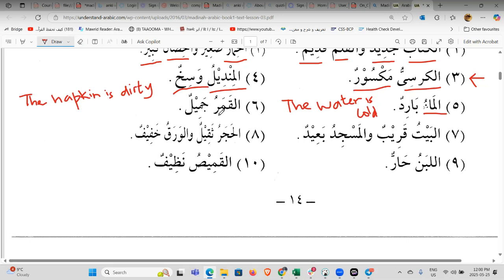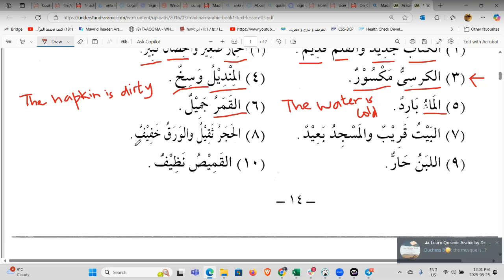The next one is al-qamaru, the moon, jamilun, is beautiful. Al-baytu, a house, qaribun, is near. Wal-masjidu ba'idun, and the mosque is far. Al-hajaru thaqilun, the rock is heavy. Wal-waraqu, and the paper khafifun, is light.